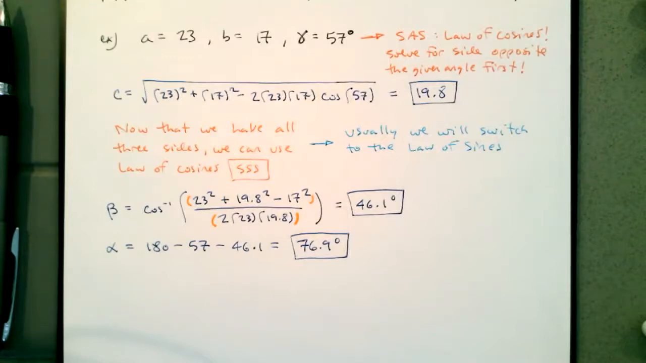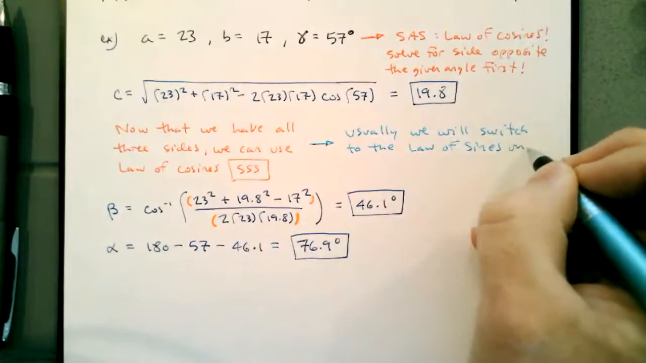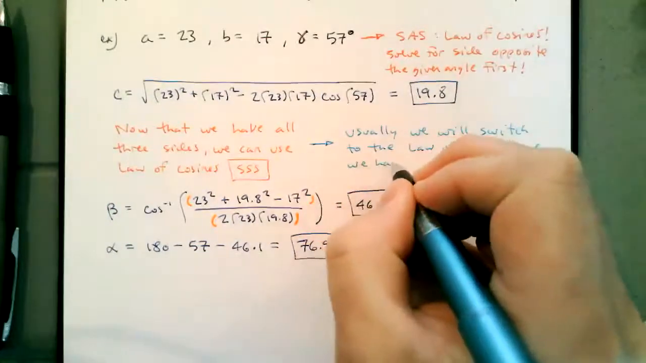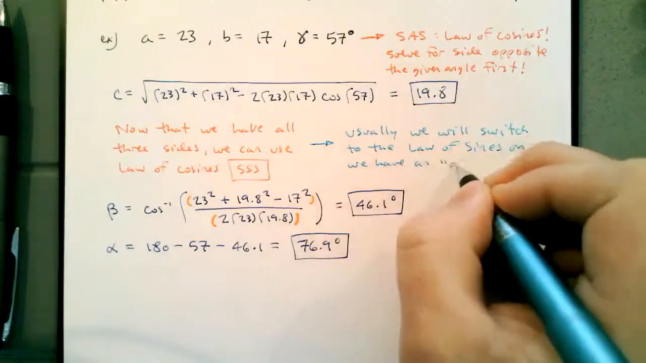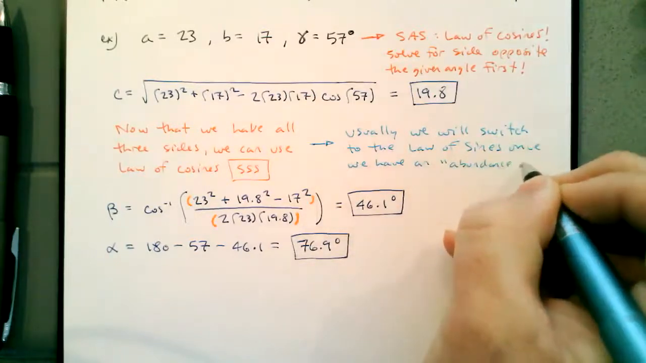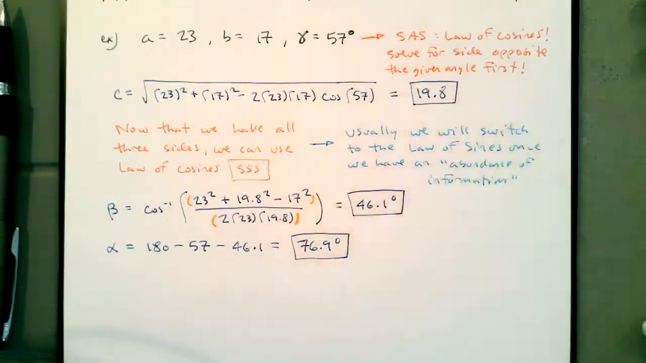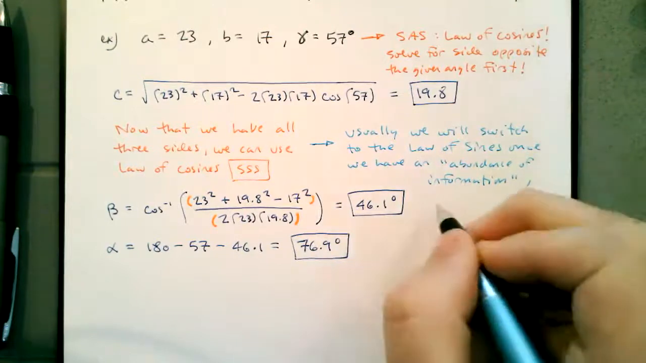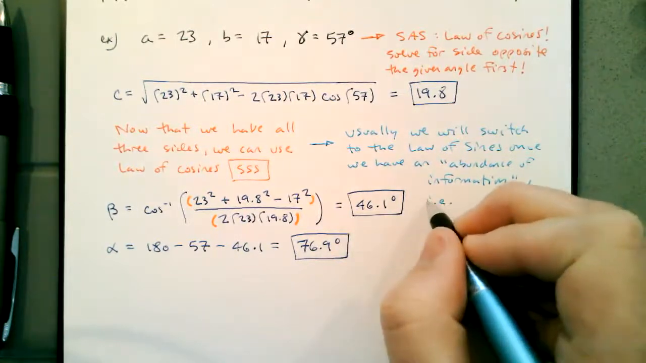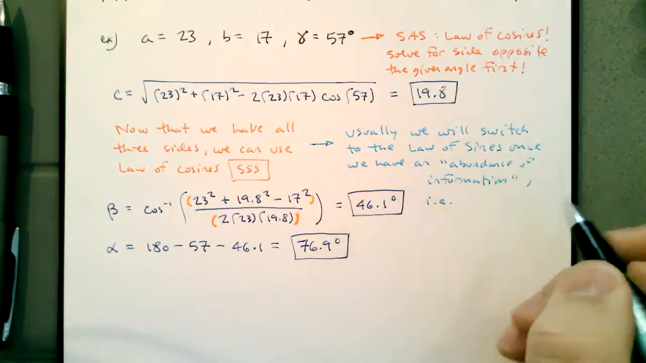We will switch to the law of sines once we have an opposite set of information, once we have an abundance of information. I refer to this as an abundance of information because we have more information than we need. This is not a common term, so I'll put it in quotes. This is a Leachism. And by abundance of information, I mean a side and the angle opposite that side.